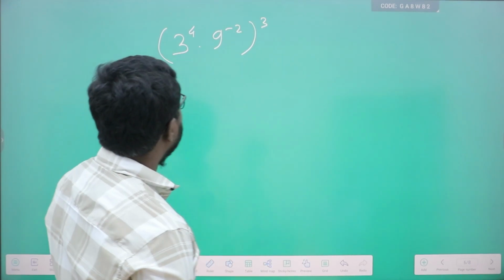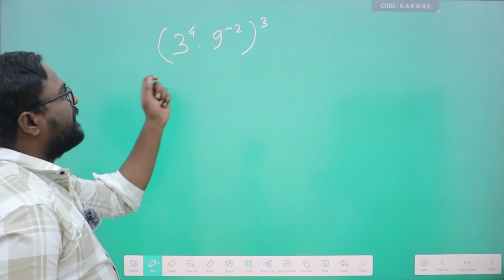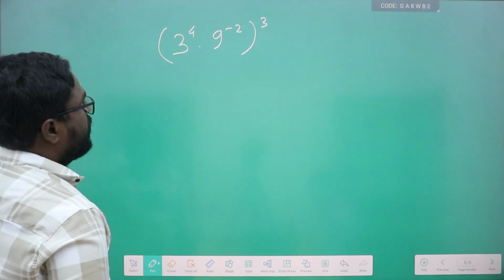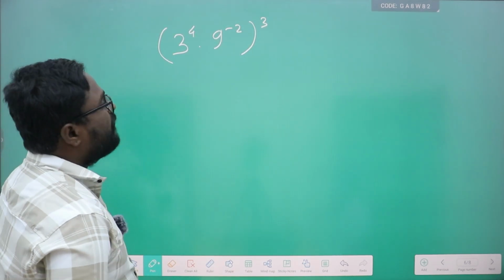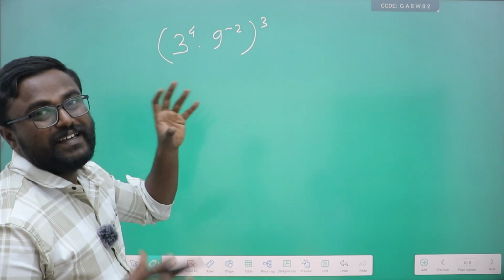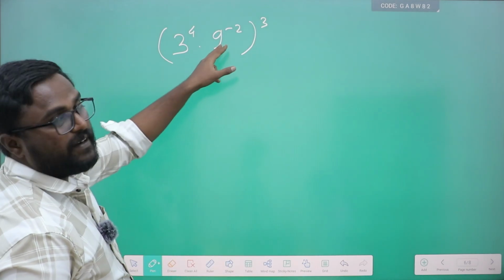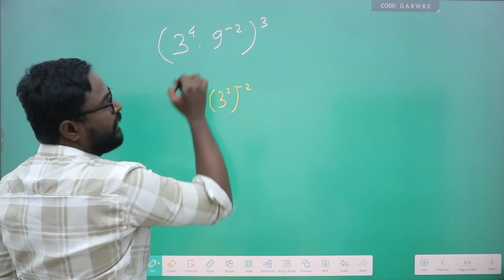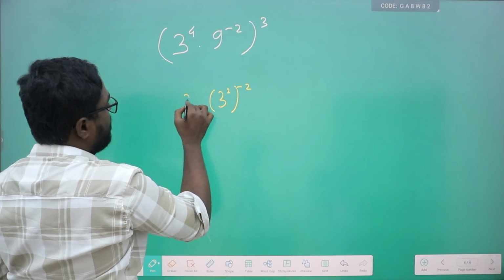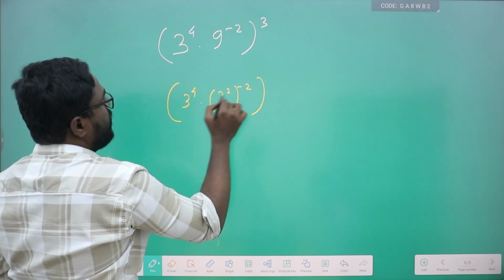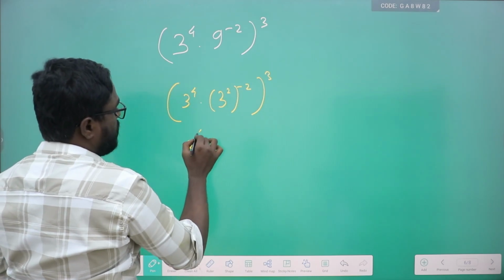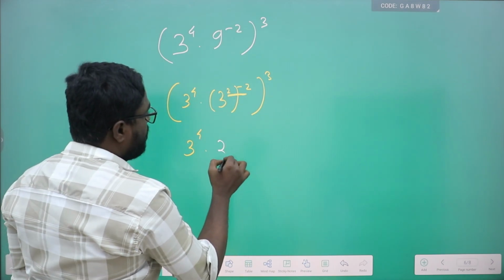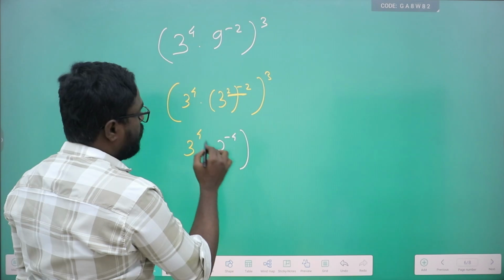So the next question says 3 to the power 4 times 9 to the power negative 2, to the power 3. So what do we need to do initially? I will initially have to convert these two numbers into a single base first. So 9 can be written as 3 to the power 2, to the whole power negative 2, and the rest is written as it is, 3 to the power 4, to the whole power 3. So 3 to the power 4 times, we can just multiply these two powers. What do we get? 3 to the power negative 4, to the whole power 3.